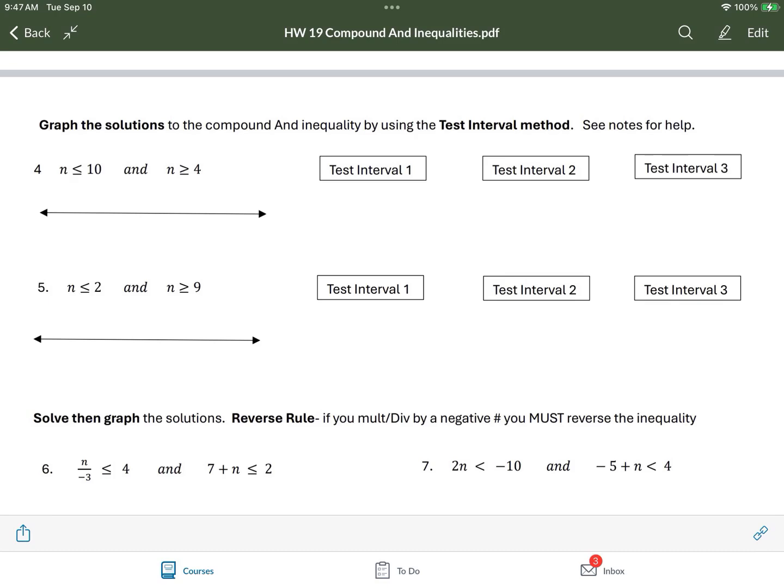Hi everybody. I want to go over homework 19. I've noticed quite a few people are not doing the homework correctly.